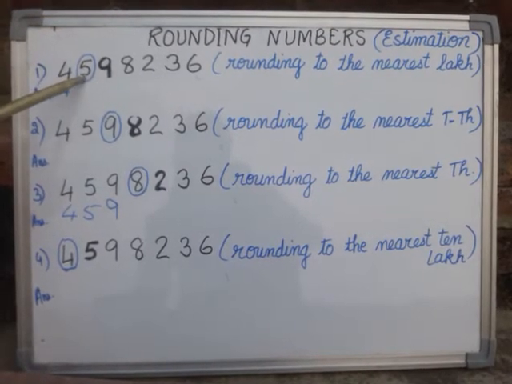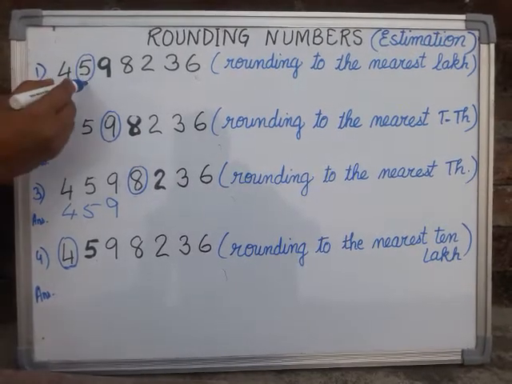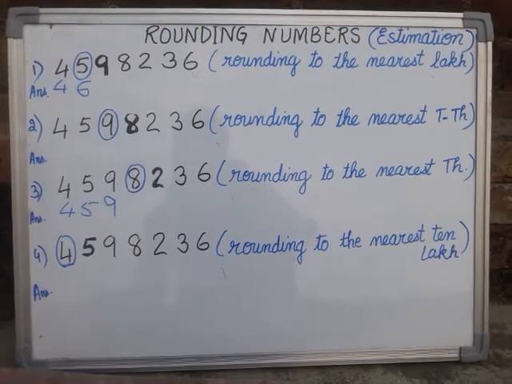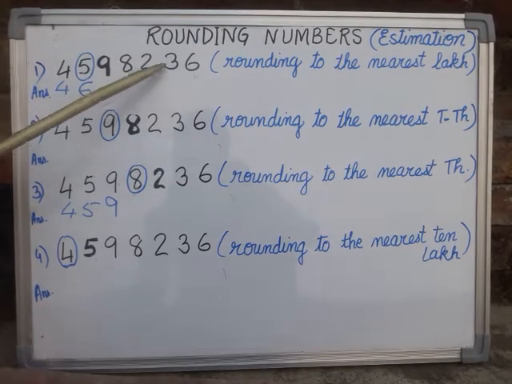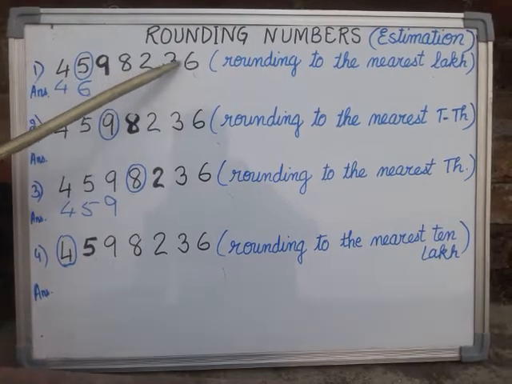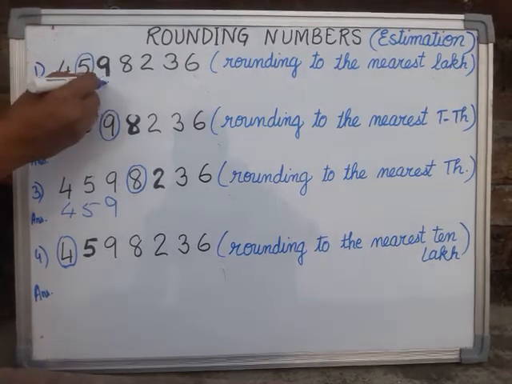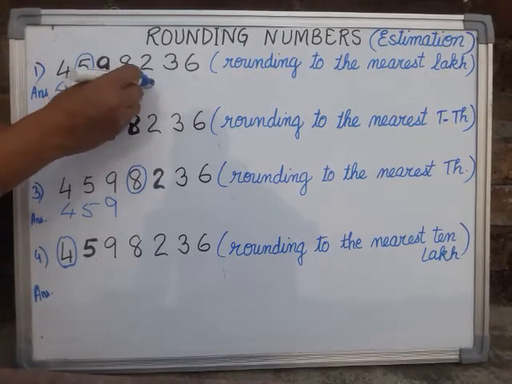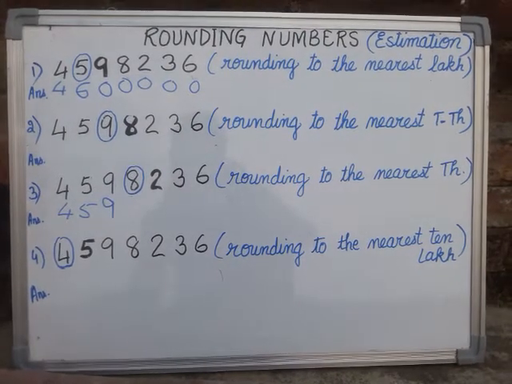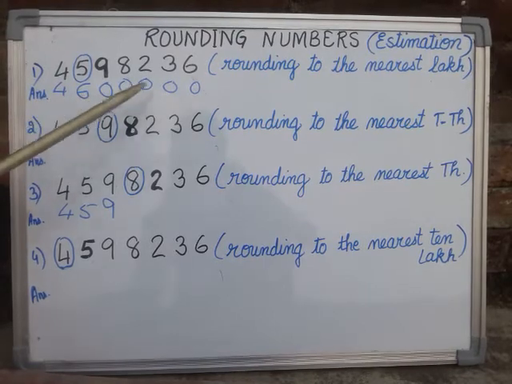We will increase it by 1. That is, we will add 1 to digit 5 and it becomes 6. And all other digits on the right side will become zeros. Children, just count the digits and put the zeros. So, the rounded number which we get is 46 lakh.